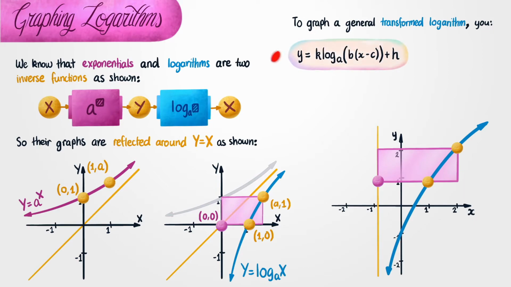So this is the most general logarithm that I could get you to graph. We have y equals k log a, b times (x minus c), all plus h. In order to actually graph this general transformed logarithm, we're going to need to follow a few steps. The first thing I'm going to do is rearrange this so that it looks a little bit like this. I'm going to start by moving the h to the other side, and then dividing by k.